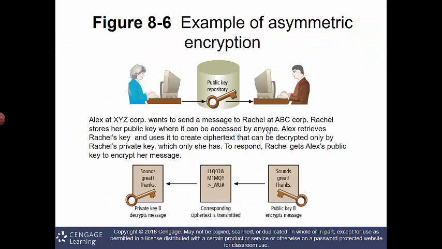So in this example here, Alex at XYZ Corp wants to send a message to Rachel at ABC Corporation. Rachel stores her public key where it can be accessed by anyone, so on the internet somewhere. Alex is going to retrieve her public key and use it to create ciphertext, or to encode the message, and sends it. And then she decrypts it using her private key.